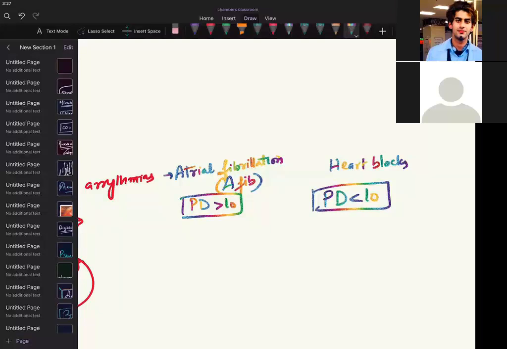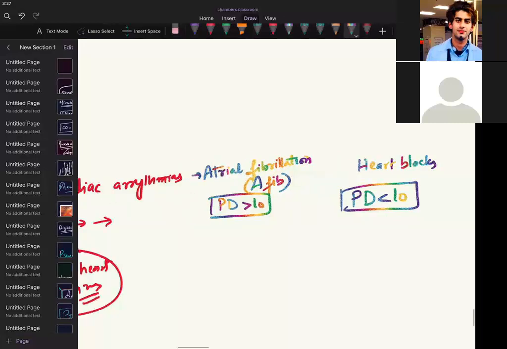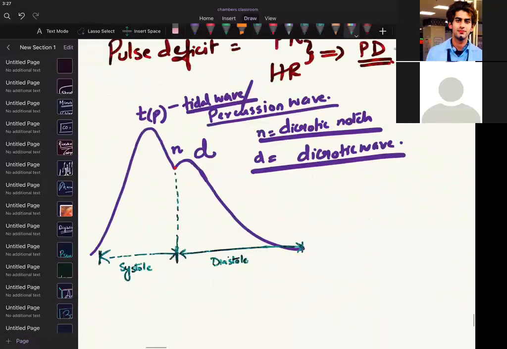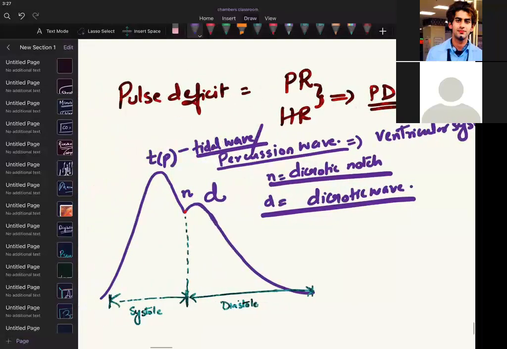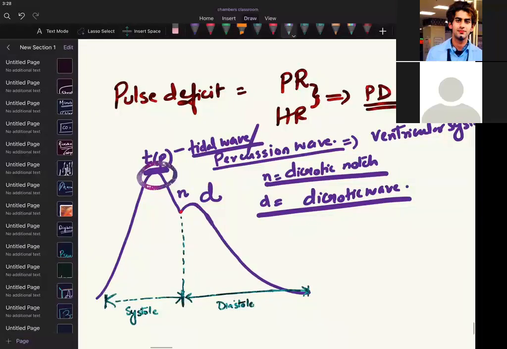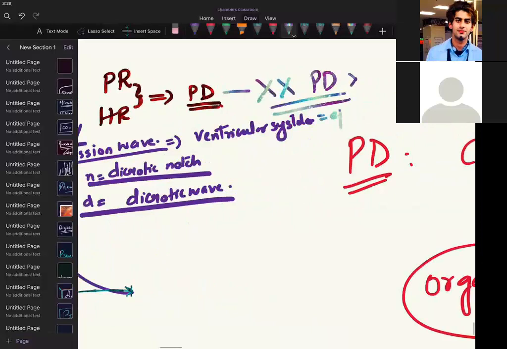So what is the meaning of this percussion wave? I want to go back here. What is the meaning of this percussion wave? Percussion wave is ventricular systole. Once your ventricle has gone into systole, that is generating this percussion wave. Can we see this wave, guys? This is because of ventricular systole, that is, ejection of blood is happening.